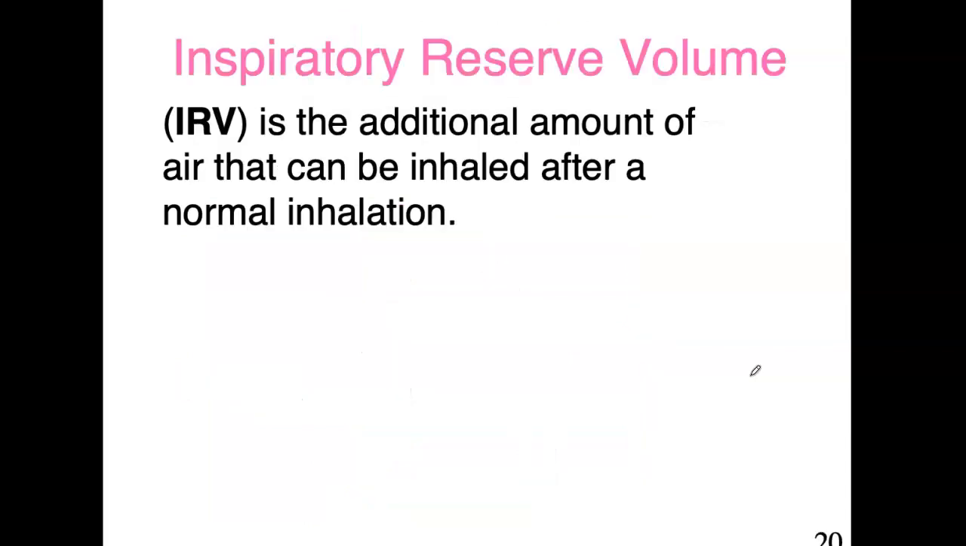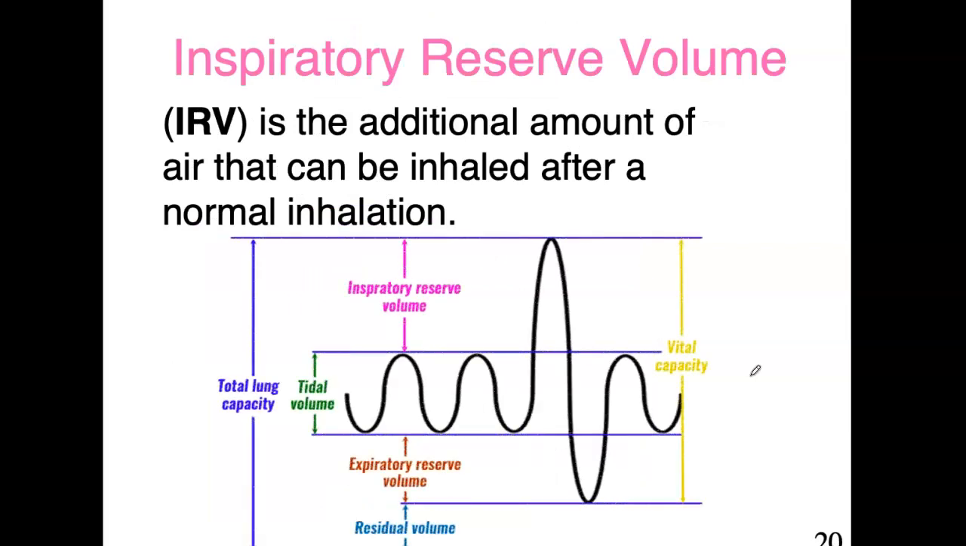So let's see the other values described. The inspiratory reserve volume is the one in pink here. It is the additional amount of air that can be inhaled after a normal inhalation. So it's in pink here. Notice that it doesn't go from the bottom of a tidal volume to the top. It goes from the top of a tidal volume.